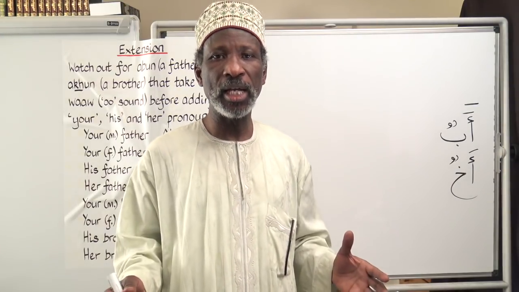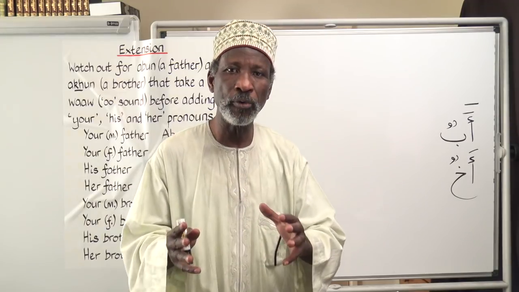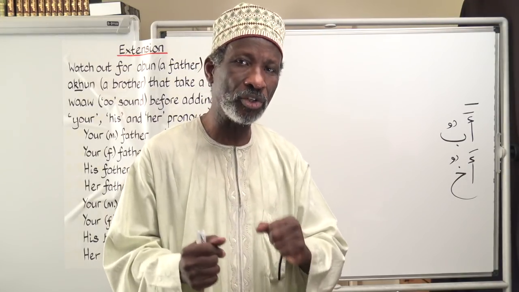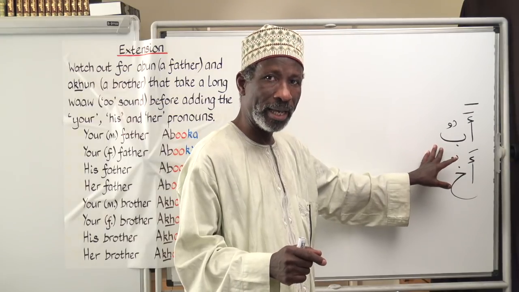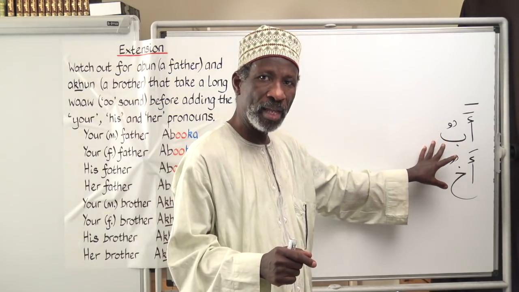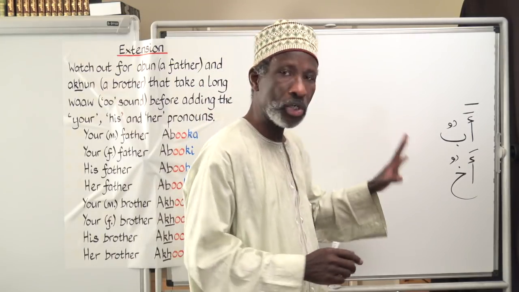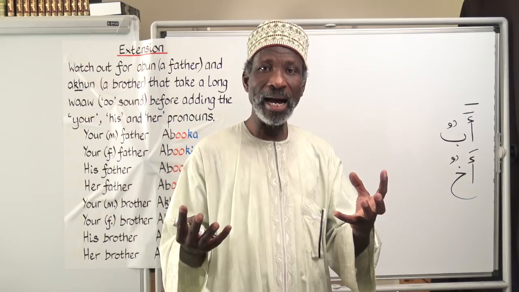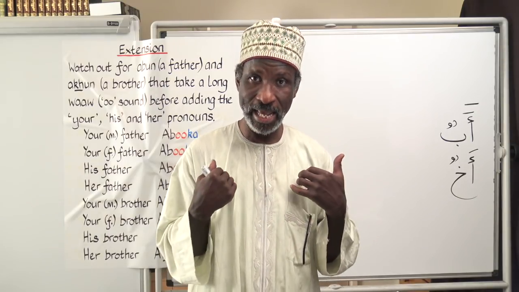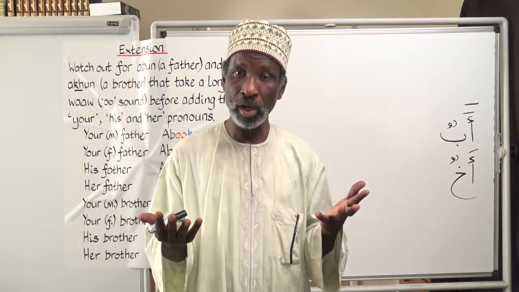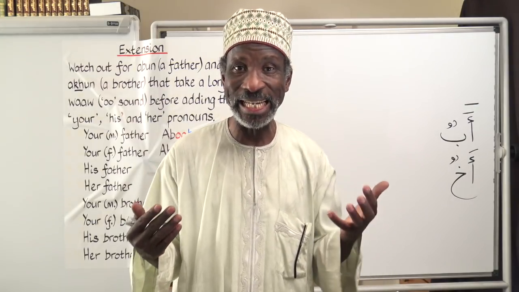Now, before we conclude our lesson of page 20, I thought it would be useful to give you an extension, and that extension will be dealing with two particular words here. One is a father, abun, and the other one is a brother, akhun. What's so special about them? Let's have a look. As you know, if you want to attribute a noun to yourself as a speaker, you use the i ending. Abun, abi. Akhun, akhi. A book, kitabun, my book, kitabi, and my house, bayti, and so on.